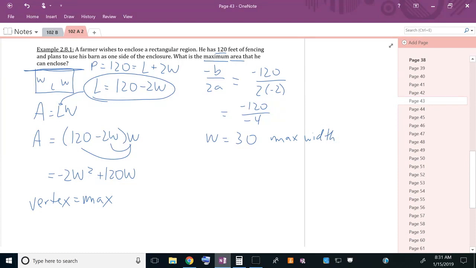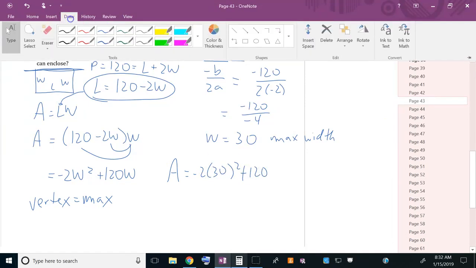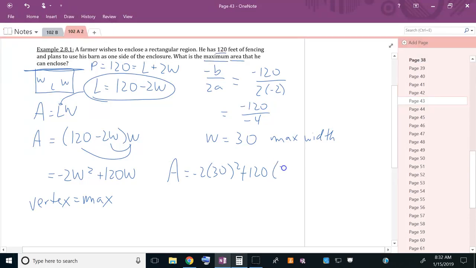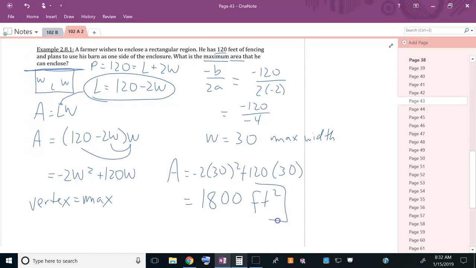To get the actual maximum area, let's plug that into my equation. And then at that point, I would just plug that into my calculator, and we should get 1,800, and that is in square feet. You could also find both the length and the width, and do length times width is area, or if nothing else, you could do it both ways, and use that to check your answer.